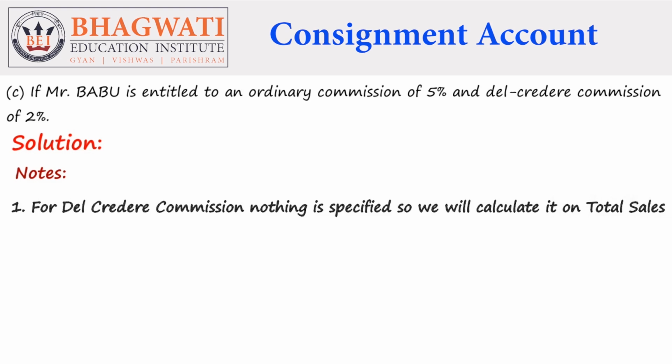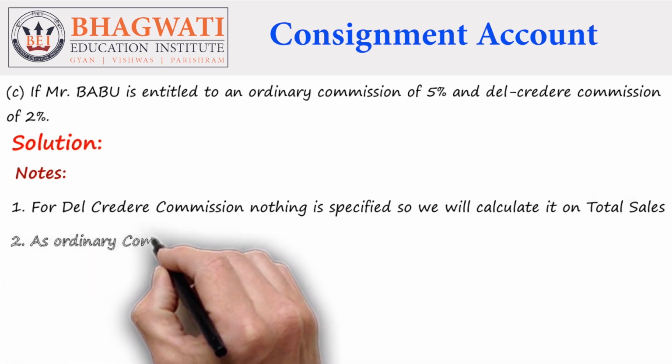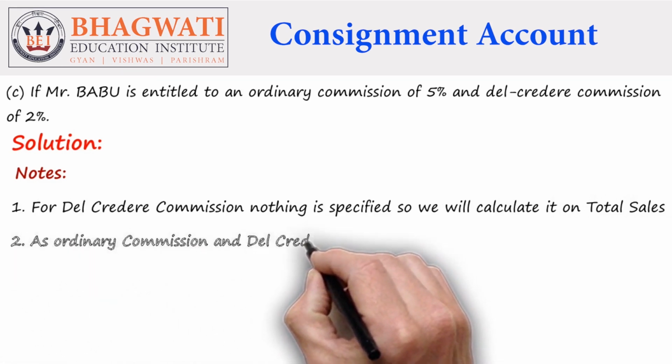Clear? Just to give you an example, let us say if 100 rupee is the income and I am supposed to get 10% of 100 rupee as ordinary commission and 5% of 100 rupees as del credere commission. So if I multiply 10%, 10 rupees, 5%, 5 rupee, or I can simply multiply 15%. So this second note I have given just for your reference. No need to write in exam, right?